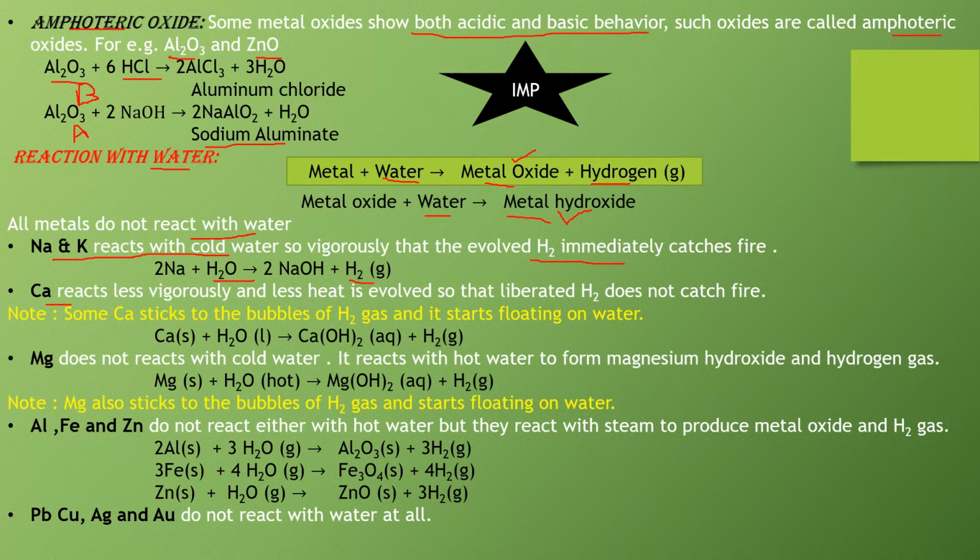Now calcium reacts less vigorously and less heat is evolved so that the liberated hydrogen does not catch fire. Now one more thing to be noted here, that calcium sticks to the bubbles of hydrogen gas and floats on the surface of water. So the reaction is Ca plus H2O gives Ca(OH)2 plus H2. And why does calcium float on the surface of water? This is a very very important question, because some calcium attaches to or sticks with the bubbles of hydrogen gas, and along with the hydrogen bubbles it floats on the surface of the water.